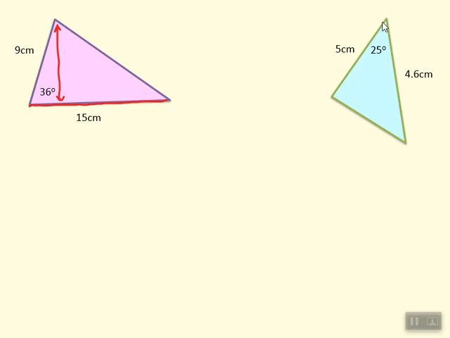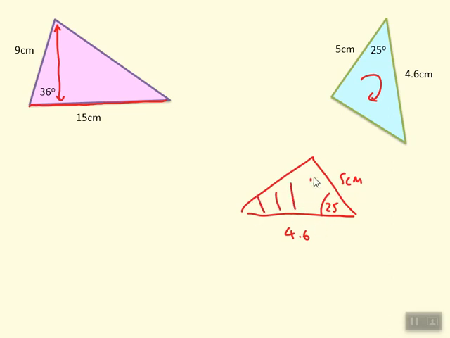You've got two sides and the angle between them, but you could rotate it round to visualize it. So maybe you put the 4.6 on the floor and had the 25 here and the 5 centimeters here. Imagine I just rotated this round that way. Then how would you work out the area of that triangle? You can do a bit of SOHCAHTOA, couldn't you? You could easily work out how high that is using SOHCAHTOA. And that's one way to go about it.